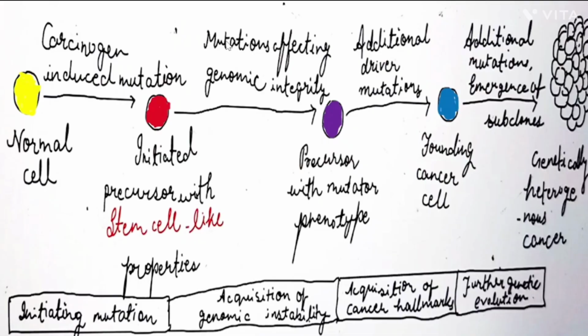So let's see this slide, students. Here we can see in this diagram that a normal cell, if it is exposed to a carcinogen, has mutation induced in it, and an initiated precursor cell with stem cell-like properties is formed. This is what we studied in the slide. Now next, there will be mutations affecting genomic integrity. We studied that loss of function mutation of DNA repair genes affects genomic integrity, and a precursor with mutator phenotype was formed.